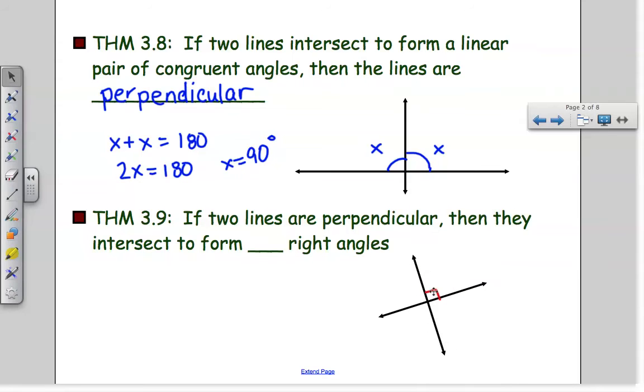Well, wait, don't I know that vertical angles are always congruent, making this a right angle? And don't I know that linear pairs have to add up to 180? So if this is a right angle or 90 degrees, then this would have to be 90 degrees, and all four of these are 90-degree angles or right angles. So if you know two lines are perpendicular and you see only one marked, you know all four are actually right angles.